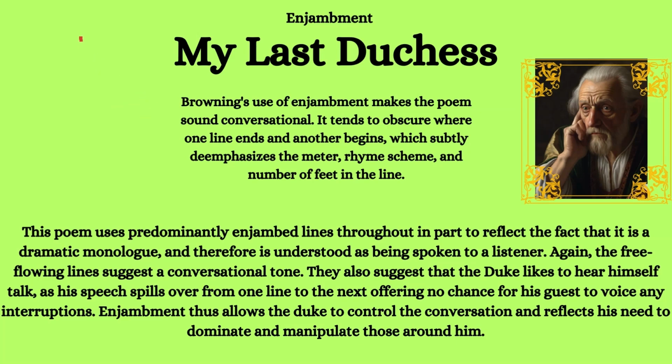Browning uses enjambed lines throughout the poem. The Duke spills ideas from one line to another, preventing his listener from joining the conversation. This also suggests the Duke has a lack of control, which is a contrast against the use of refined speech such as the rhyming couplets.